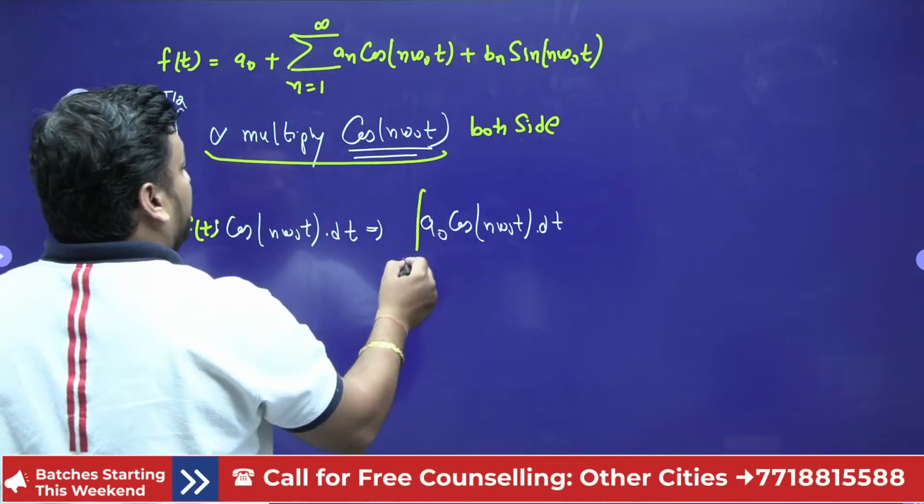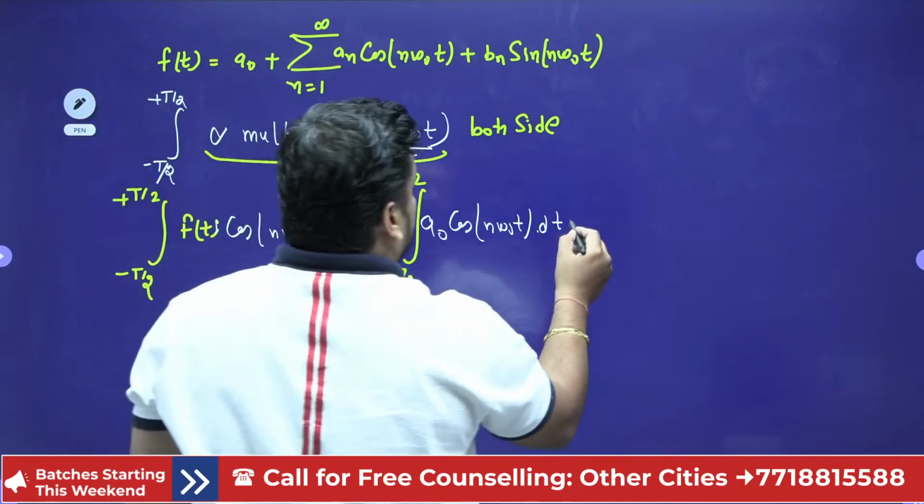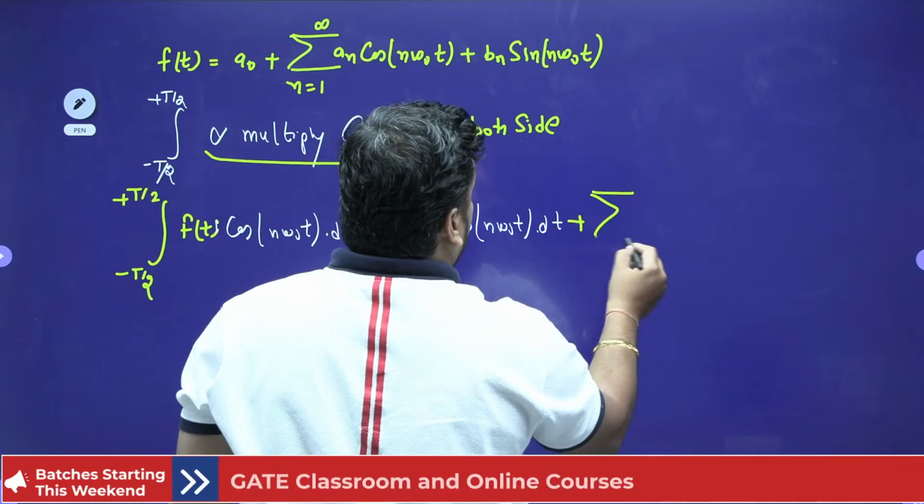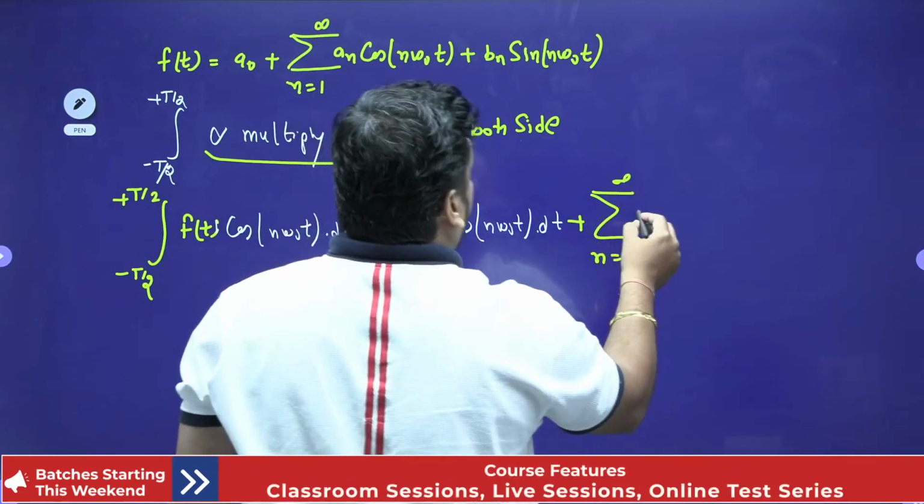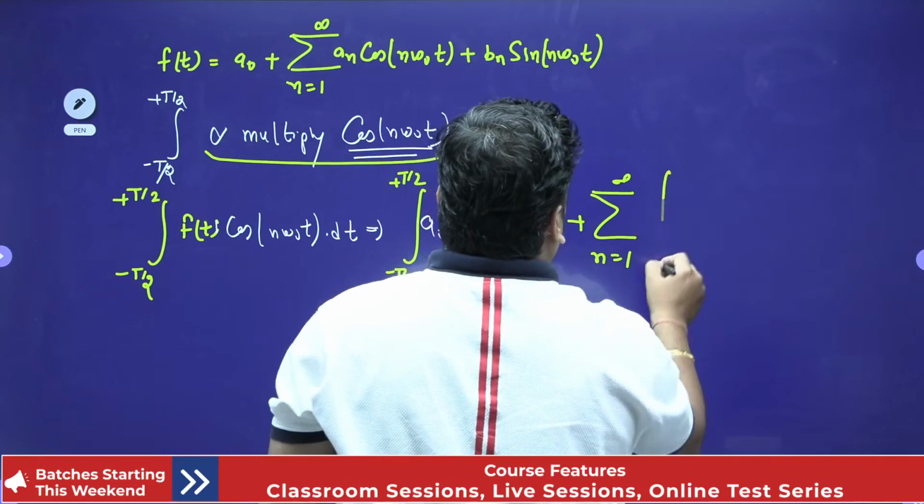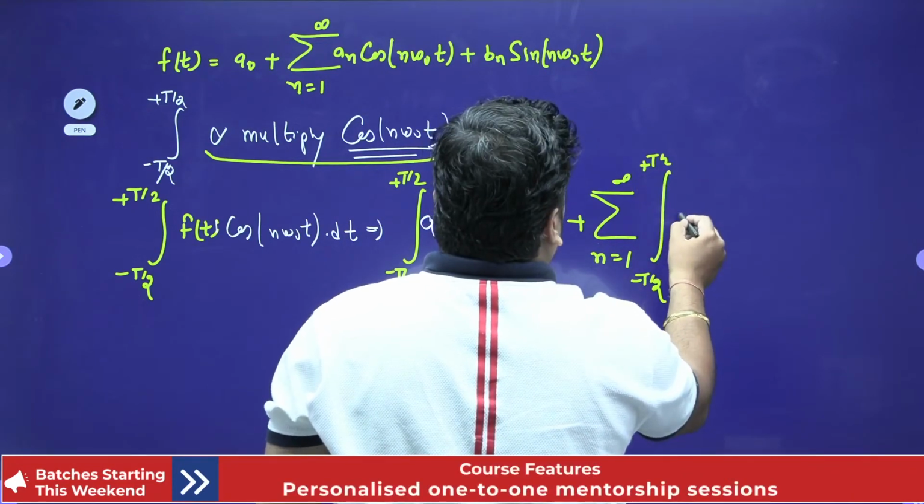So here you will get the integration with limits minus T by 2 to plus T by 2. Similarly, the first term will have the sigma outside, sir, n equal to 1 to infinity. And here it will become the integration of minus T by 2 to plus T by 2. This is an.